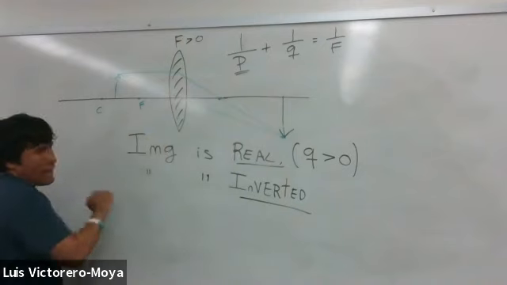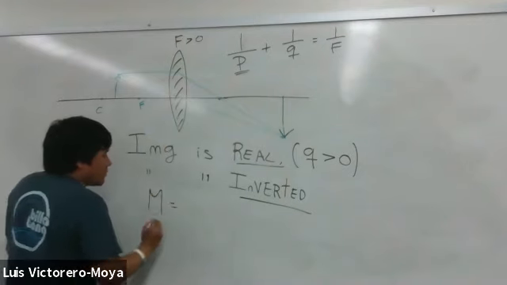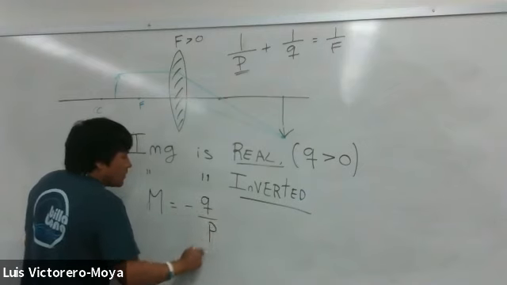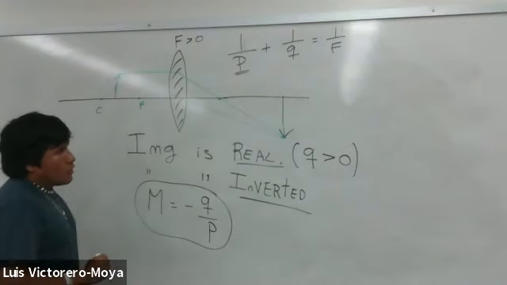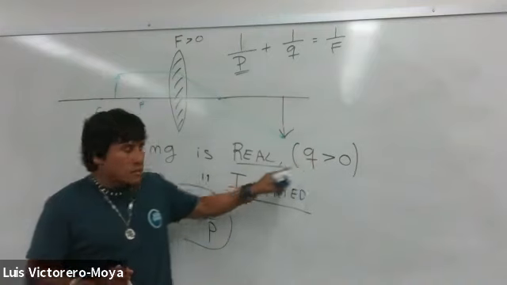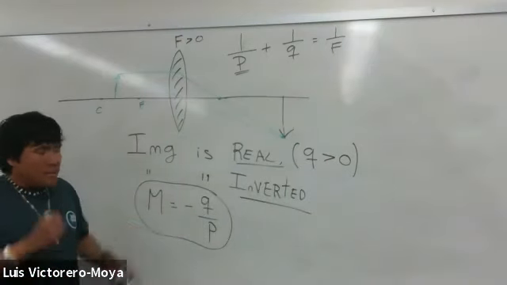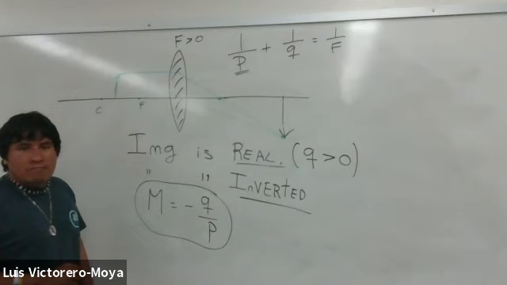And just by looking at it, the image is larger. M equals minus Q over P. Now, what's the sign of M? Because Q is greater than 0, M will be negative. So it will be positive or a positive with a negative, no? So that's how you characterize an image like that.